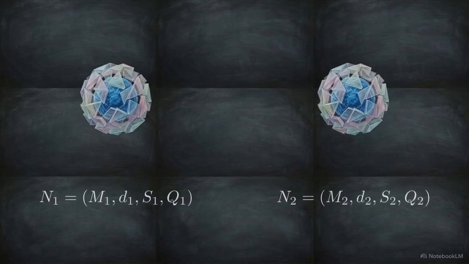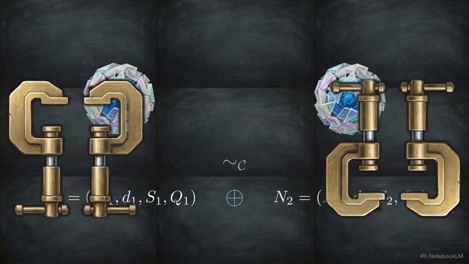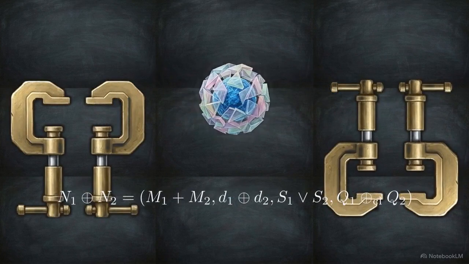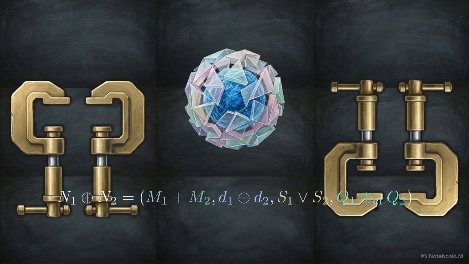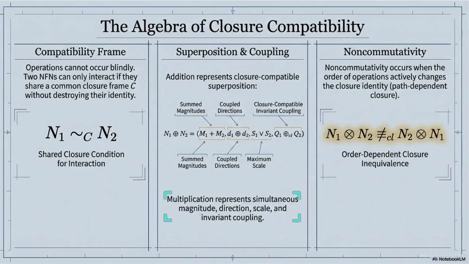Because NFNs carry this extra information, they cannot be added or multiplied using standard arithmetic. They require closure-compatible superposition. Any interaction requires a strict prerequisite. As the left panel illustrates, 2 NFNs can only interact by meeting a shared closure condition. Moving to the middle panel, NFN multiplication simultaneously couples their magnitudes, directions, scales, and invariants.